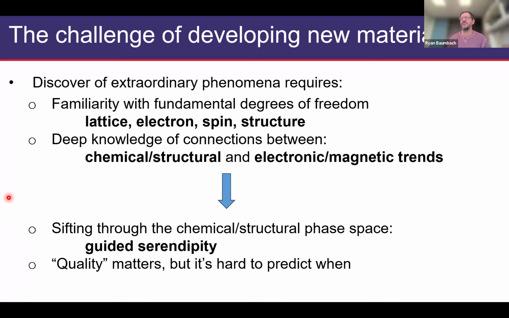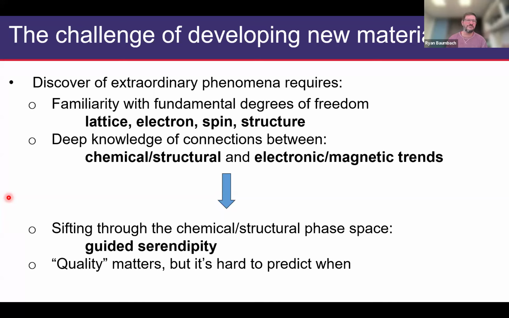We can't make brute force excursions here, and so we need to have some sort of boundary conditions. The boundary conditions that I think are minimally important, or the minimal boundary conditions, but not sufficient, are that we need to have a real familiarity with the fundamental degrees of freedom that are available in the periodic table. Different sets of elements give different properties.